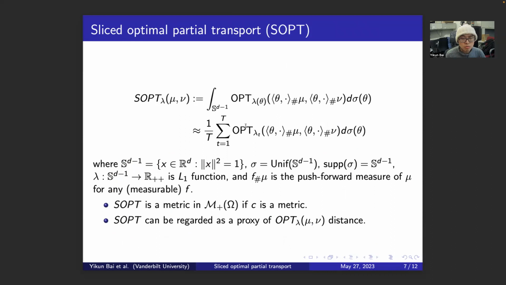Based on this, we propose the so-called slice optimal partial transport. The idea is we first choose several directions theta. Each direction theta defines a one-dimensional subspace. We first project mu and nu into one dimension, and then we use our main algorithm to solve the one-dimensional OPT problem. Finally, we compute the average of all these one-dimensional OPT distances. We prove that if the ground cost C is a metric, then SOPT defines a metric. Also, you can regard SOPT as a proxy of the original OPT distance in the d-dimensional space.